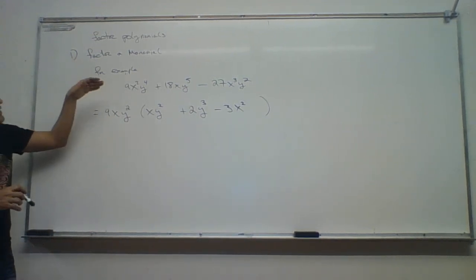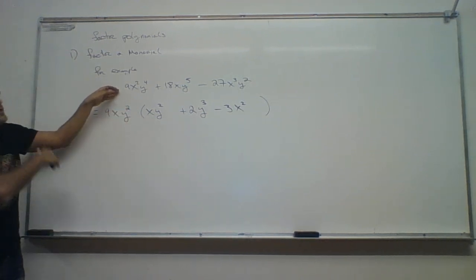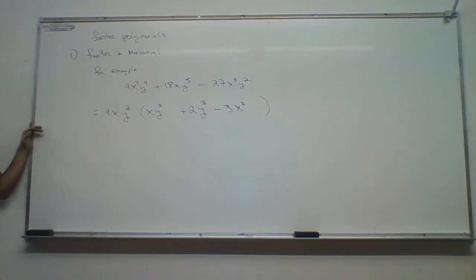That's the first thing we want to do. Factor a monomial: check your polynomial to see if something is common to all 3 or 4 or however many terms you have, something common to all of them that we can pull out and factor as much as possible. That often simplifies life. That's the first one.